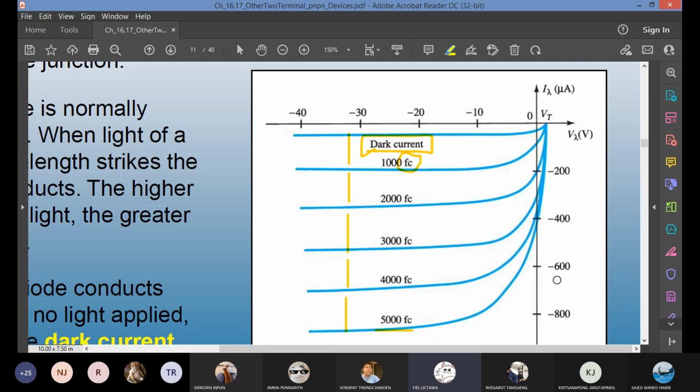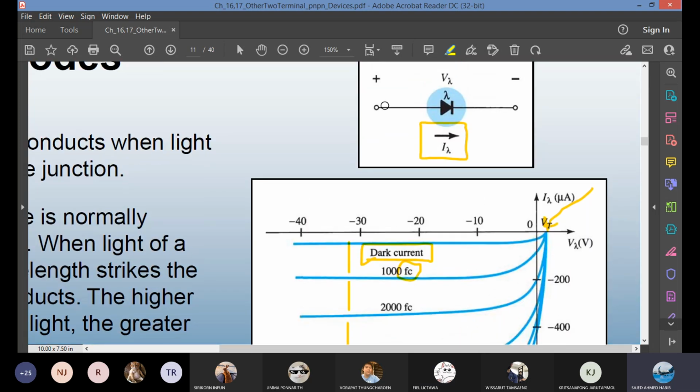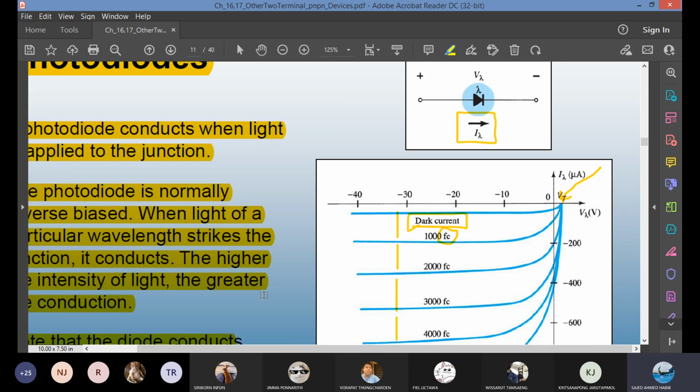At point VT, the current is zero, which means between the P and N junction, between anode and cathode, you have to apply a positive voltage VT. It depends on the model of the diode what amount, but you have to apply a forward bias voltage VT in order for this diode to stop conducting current at all. That's the way to make it stop conducting.